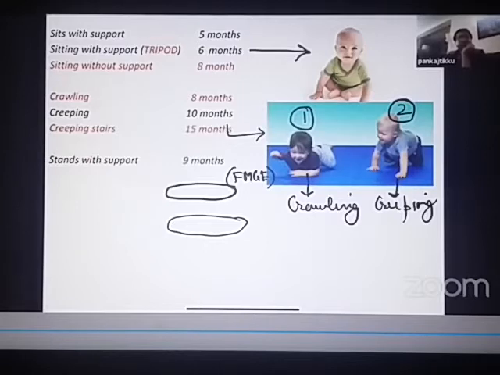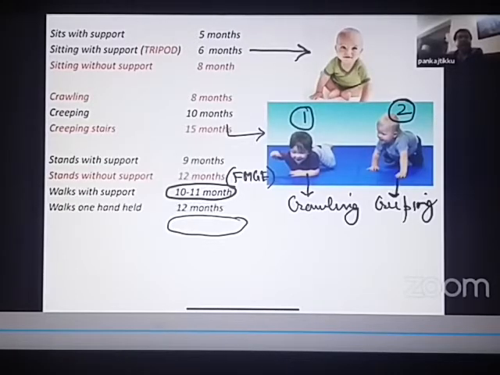Then when does the child stand with support? 9 months, stands without support at the age of 12 months. Then he walks with support at 10 to 11 months, walks one hand held at 12 months, and walks without support at the age of 13 to 15 months.